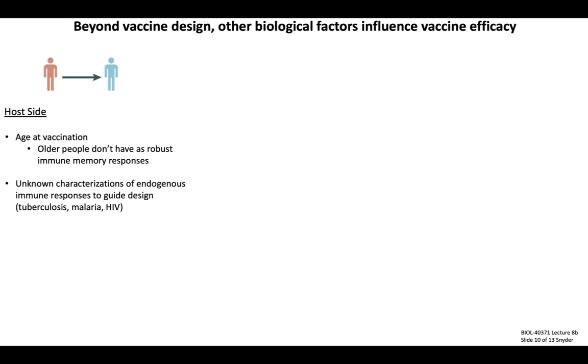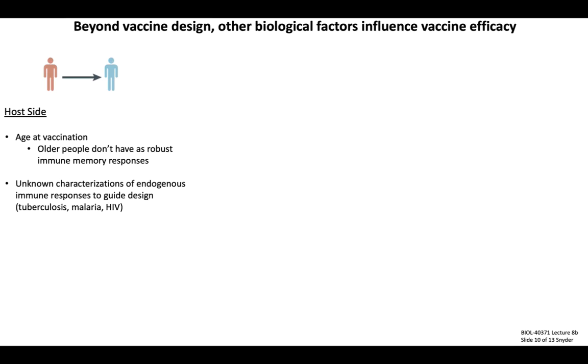On the host side, the age at which you receive an immunization is very important. Older people just don't have immune systems that can respond as robustly to stimulation, so it's difficult to form really good memory populations of B and T cells, which is unfortunate when you consider that the elderly are sometimes more susceptible to serious disease symptoms. And this is especially true following infection with things like influenza or SARS-CoV-2.